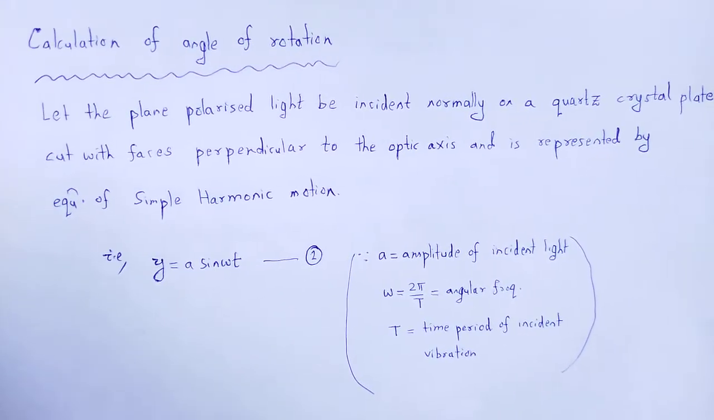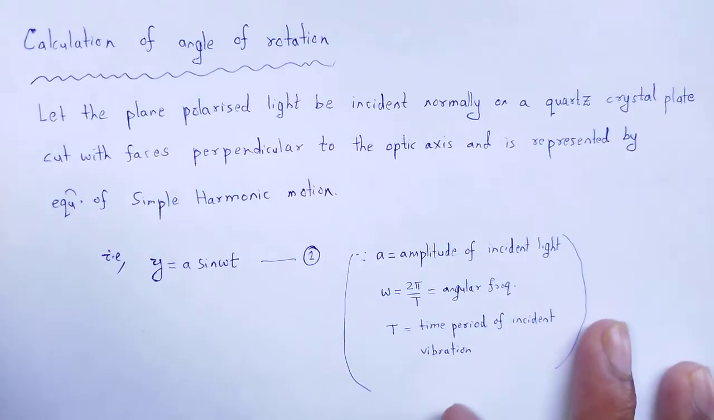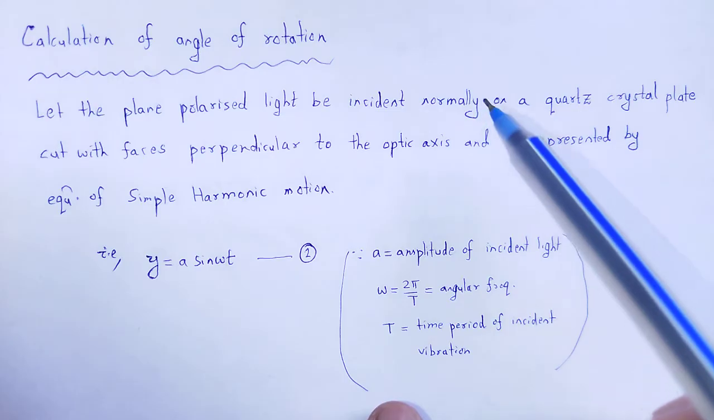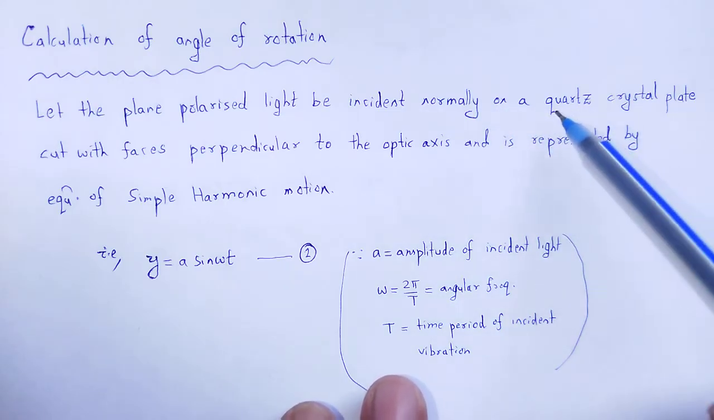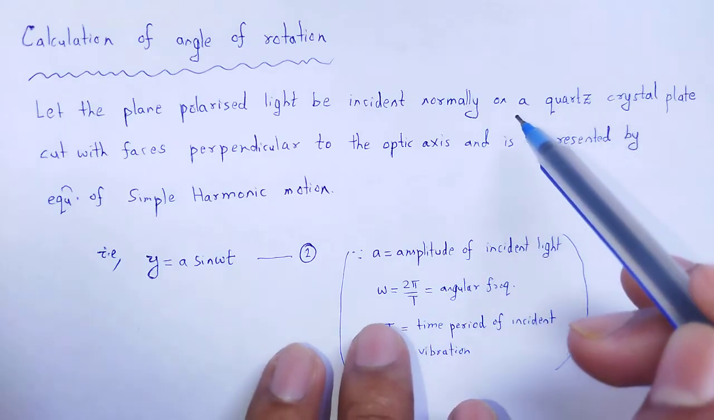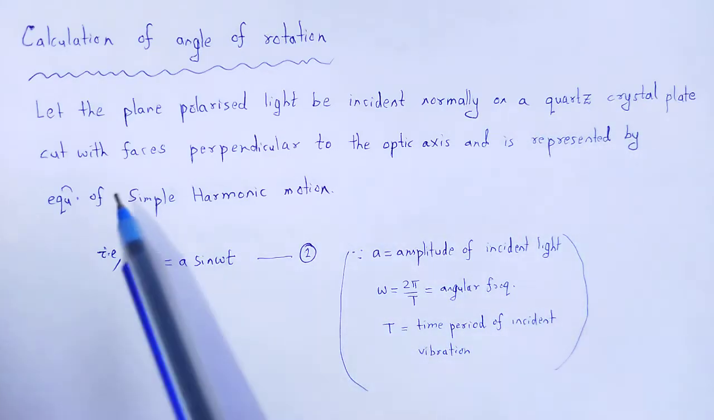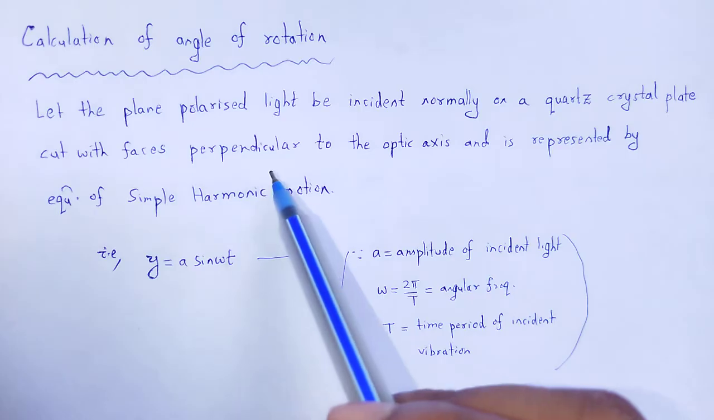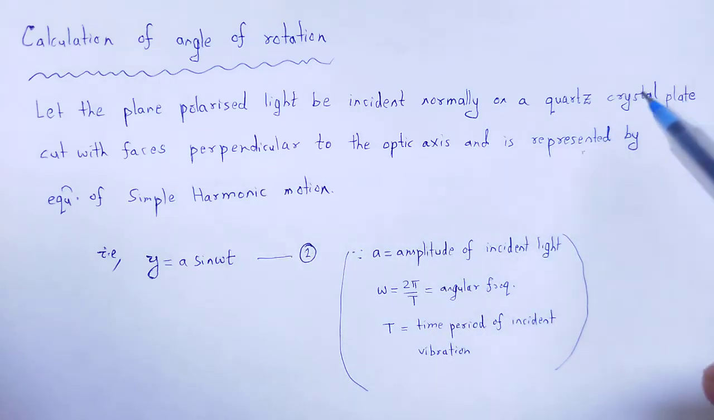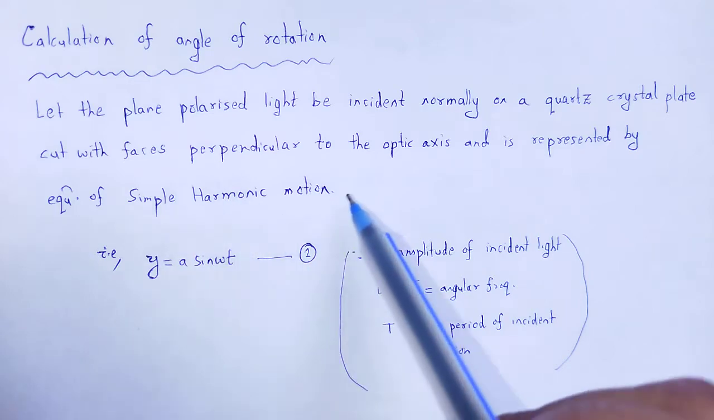Calculation of angle of rotation. Let the plane polarized light be incident normally on a quartz crystal. Quartz crystal is an example of an optically active crystal. Quartz crystal plate cut with the faces perpendicular to the optic axis. Therefore, it is represented by the equation of simple harmonic motion.